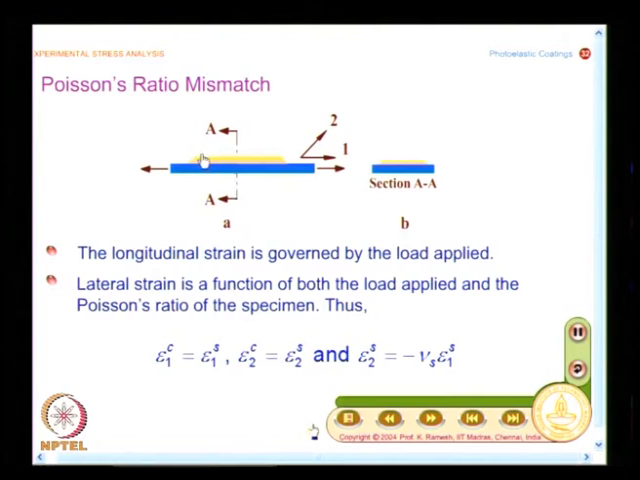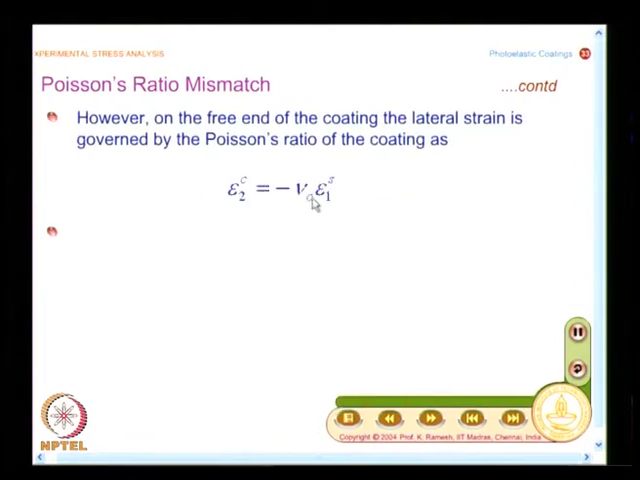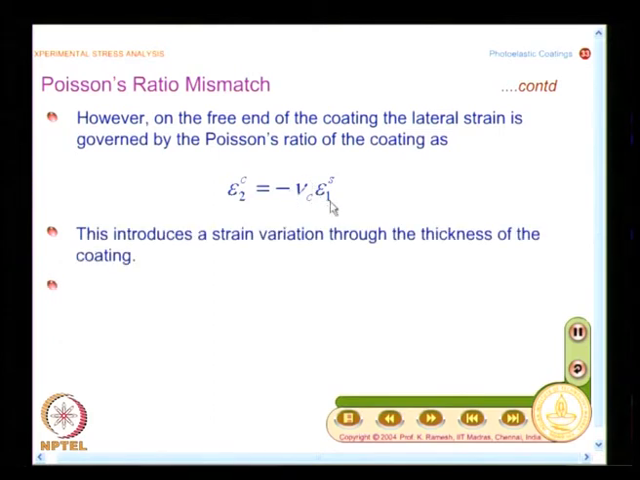But what happens on the top surface? On the top surface, the strain is related to nu c times epsilon 1 s. So, this is the difference. See, these are all second order effects. When you are developing a methodology, before we neglect certain aspects, we should also analyze and find out what its influence is. After your analysis, if you find that the influence is small enough, then you can label it as a second order effect and then carry on with your analysis.